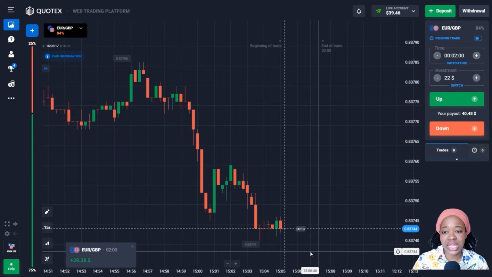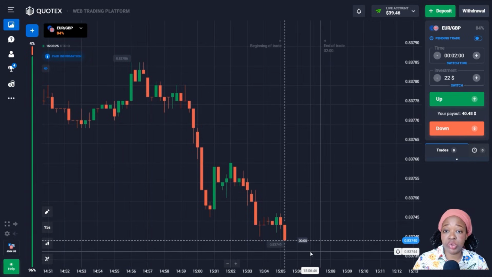This is great, friends. As you can see, the price shows a good decrease here, and I got a very good profit. You can see 2 minutes in this situation was quite enough for me. I was able to make very good profit.